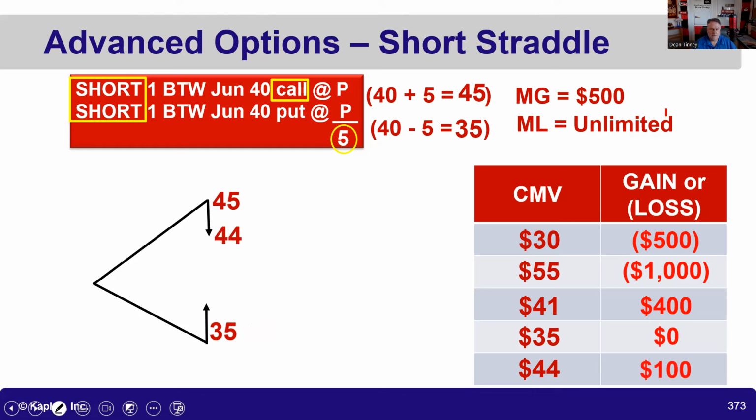By the way, the ideal closing price, if you're short a straddle, is the strike price at expiration, because both contracts expire and you keep the money. And if you're long a straddle, that would be the worst closing price at expiration, because you lose whatever those premiums are.